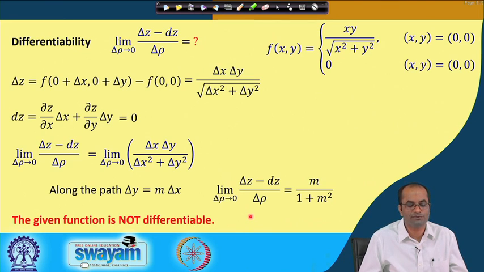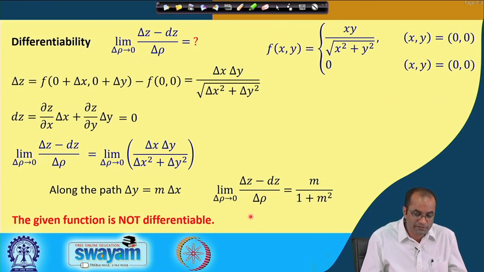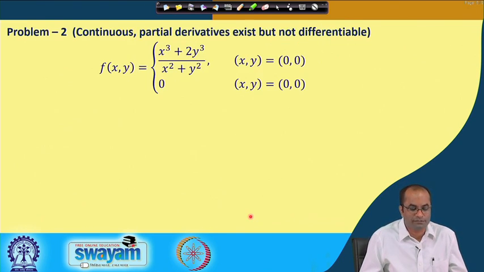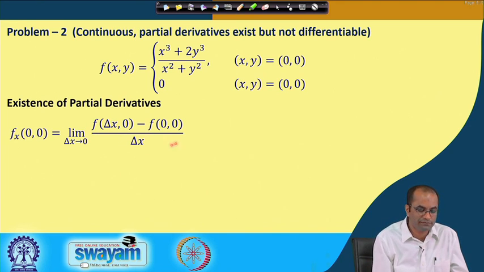So, what we have observed in this example is that the function is continuous and its partial derivatives exist, but the function is not differentiable. Another example of similar kind, here also you will see that the function is continuous, partial derivatives exist, but it is not differentiable. So, the existence of partial derivatives again it is easier. So, we have the definition of the partial derivative with respect to x.